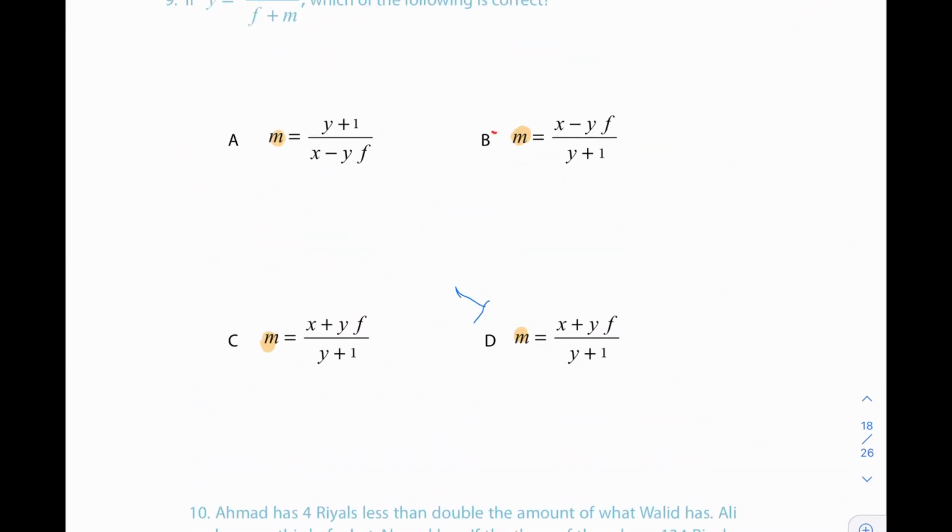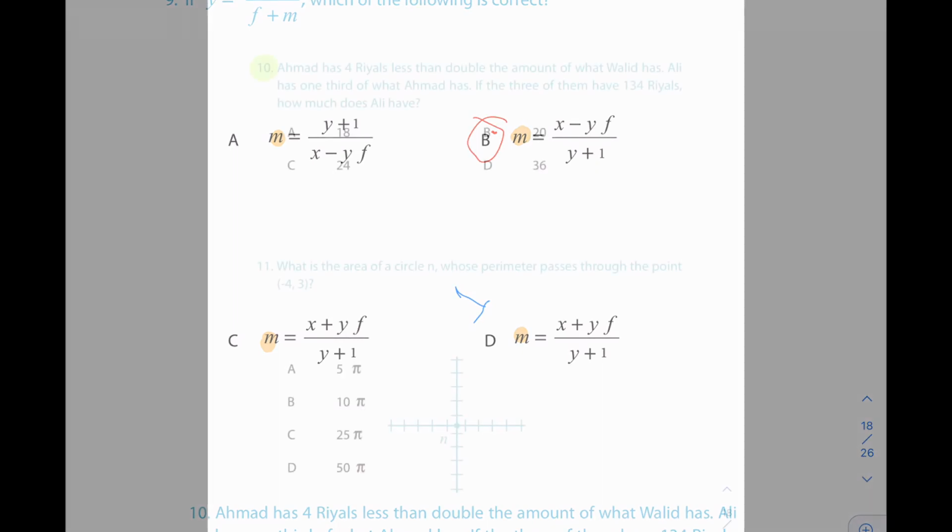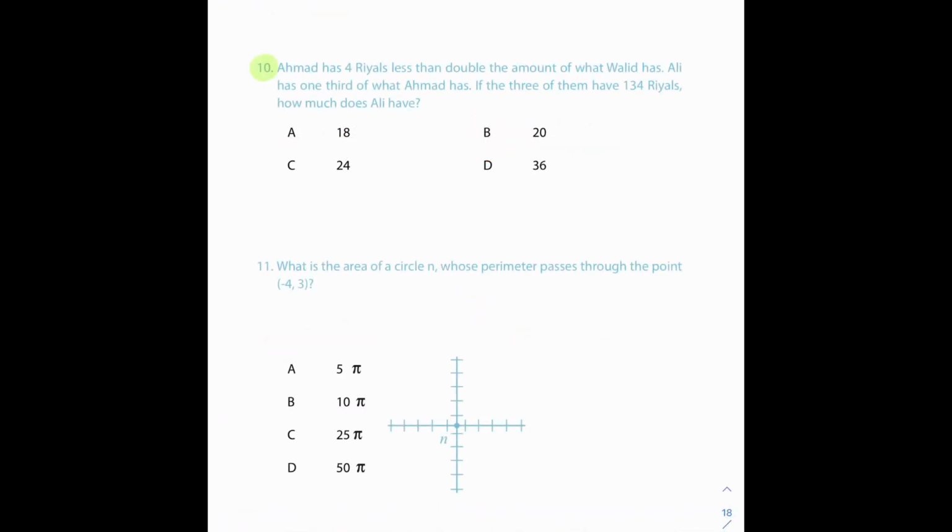And yeah, here it is. B. M is equal to x minus y f over y plus. Now we move on to question number 10.